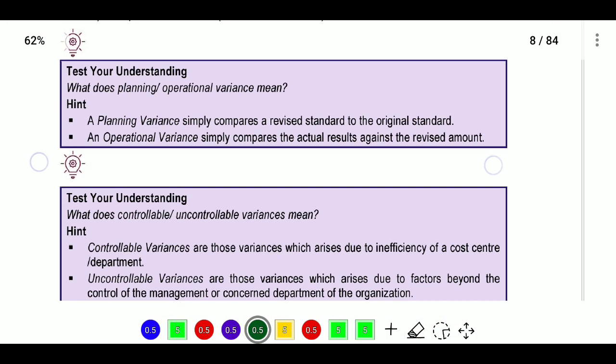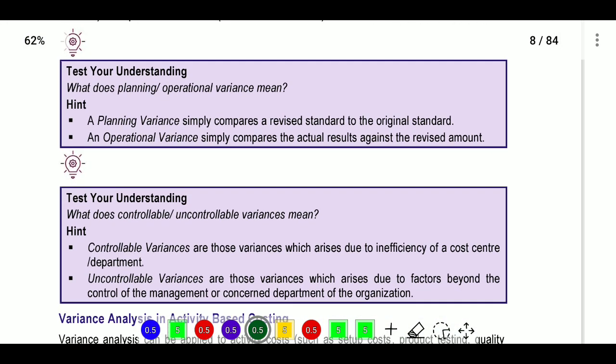Next, they ask what planning or operational variance means. A planning variance is simply the revised standard against the original standard. Planning means planned, so we see both budgets, both standards. Operational variance means actuality: when the operation is going on, the actual results come out, compared again with the revised amounts.